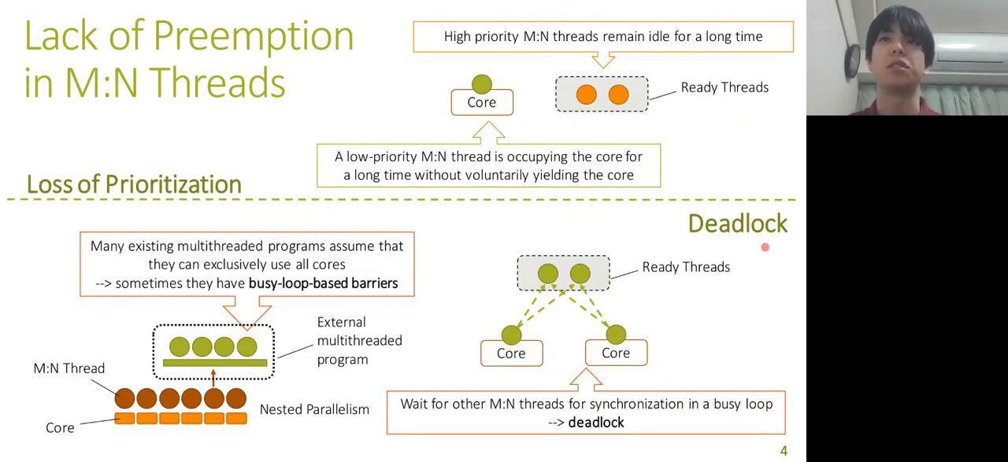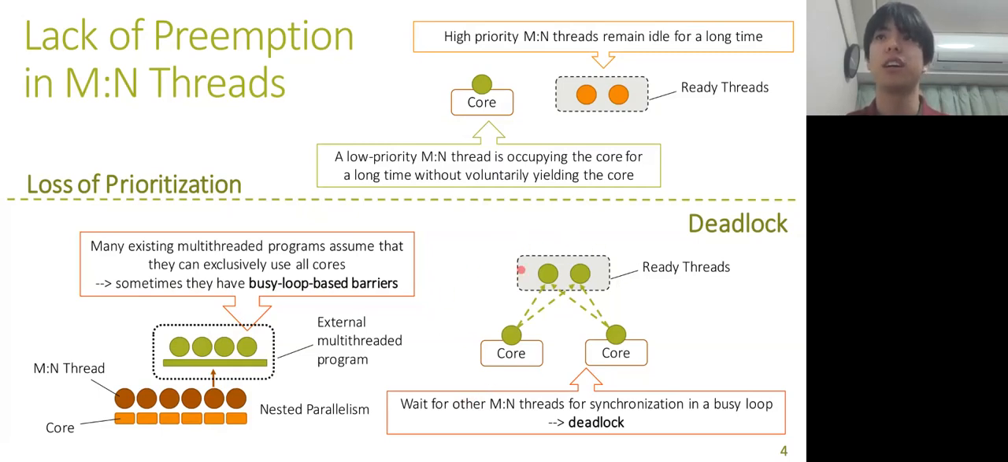Another issue caused by lack of preemption is the deadlock issue. The problem is that many existing multi-threaded programs assume that they can exclusively use all of the cores, and thus they sometimes have their own synchronization mechanisms, such as thread barriers based on busy loops or spinning. When they run over non-preemptive user-level threads, and there are more threads than the number of cores, a deadlock occurs.